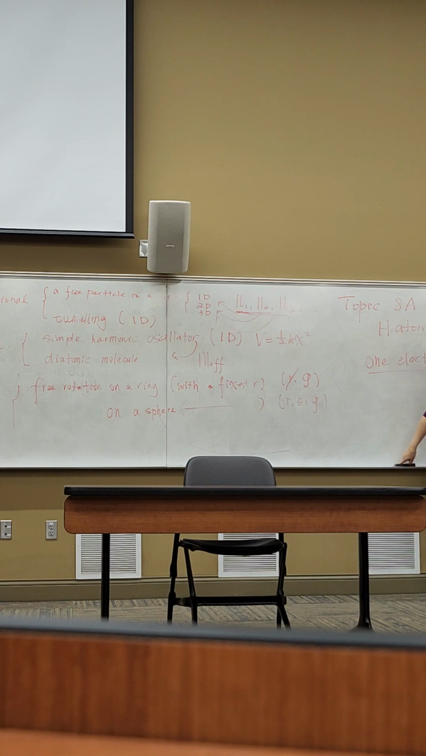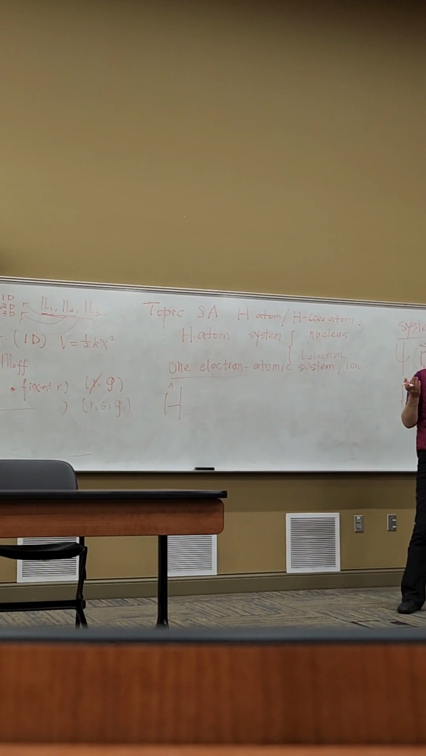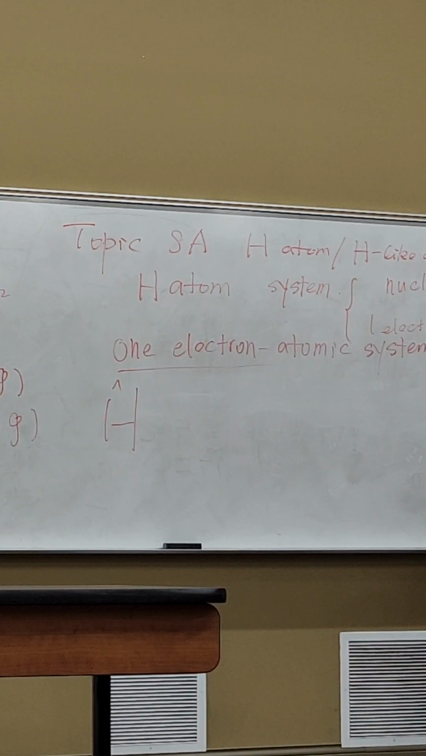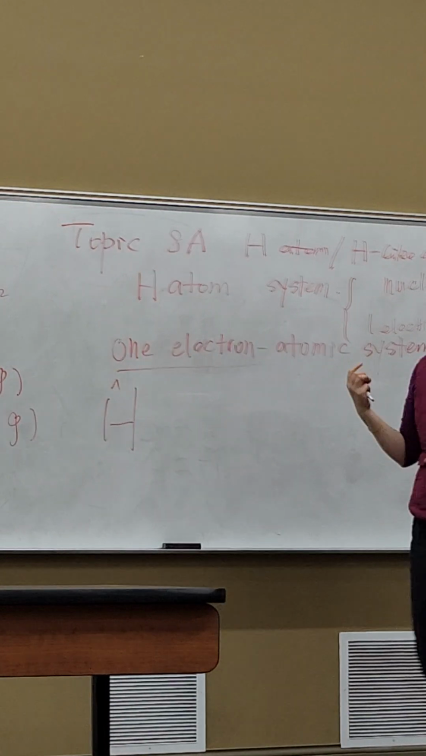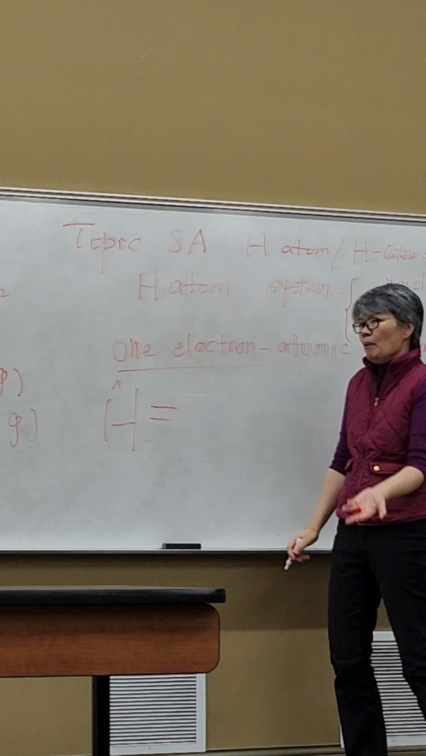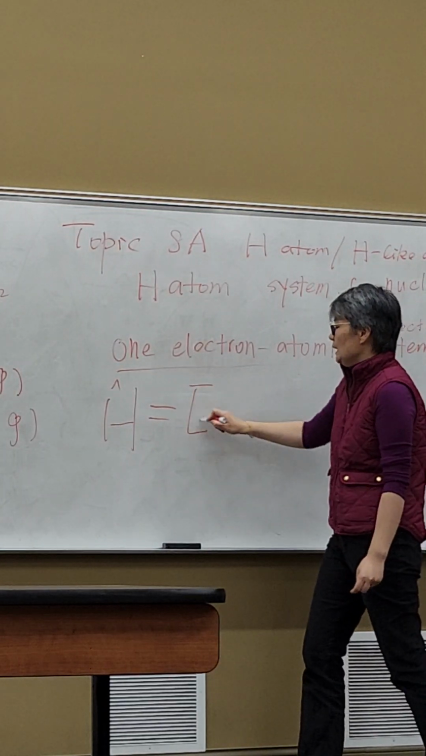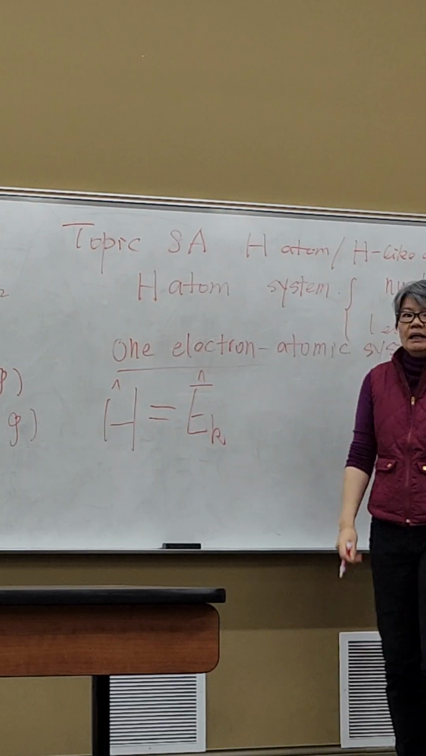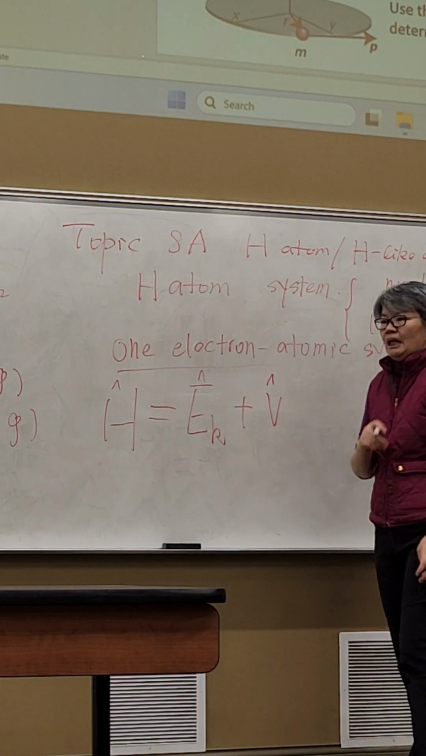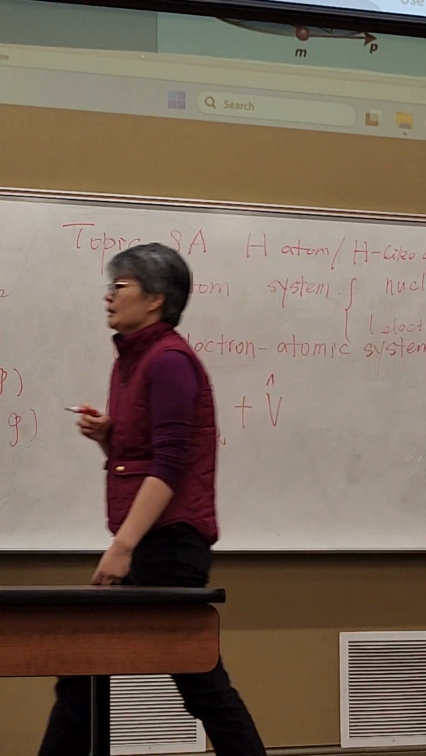So we come up with a wave function with the variables. How about the Hamiltonian operator? Now we're looking at a system that has a nucleus and one electron. Can we come up with a Hamiltonian operator for this particular system? The total Hamiltonian operator always equals the kinetic energy component of the system plus the potential energy.